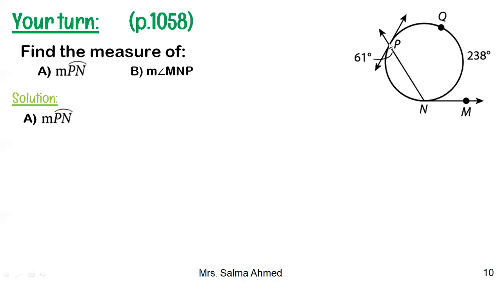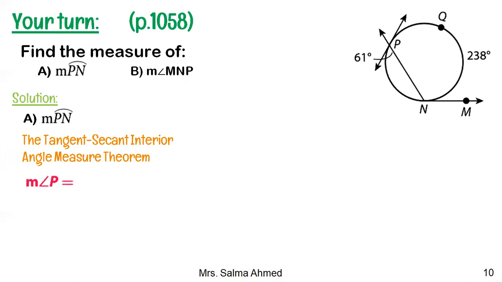I notice that this line is a tangent, and this is another line that cuts the circle. So I have an angle here, which is the interior angle between a tangent and a chord, or a secant, or whatever. I can use the same theorem, the tangent secant interior angle measure theorem: the measure of angle P is equal to half the included arc, which is arc PN.